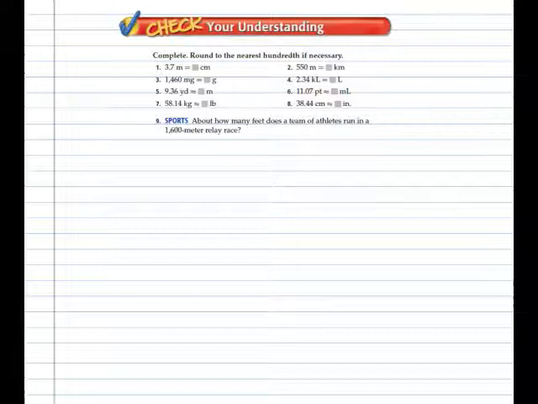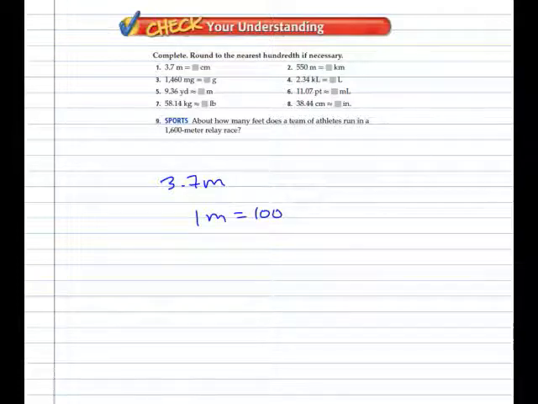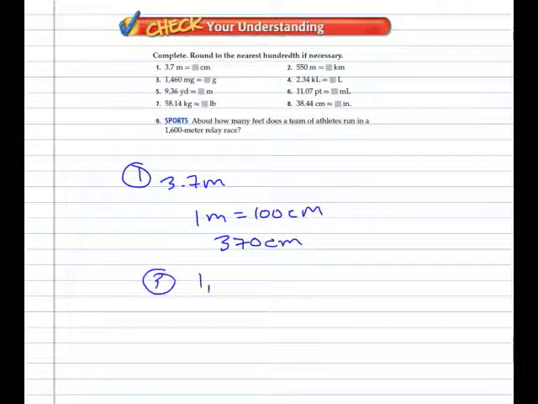Well, let's see. Let's not do all of these. There's way too many. Let's do the odd numbers on this side. 3.7 meters to centimeters. What I know is that 1 meter equals 100 centimeters. So I'm going to take 3.7 times 100, which gives me 370 centimeters. That's example number 1.